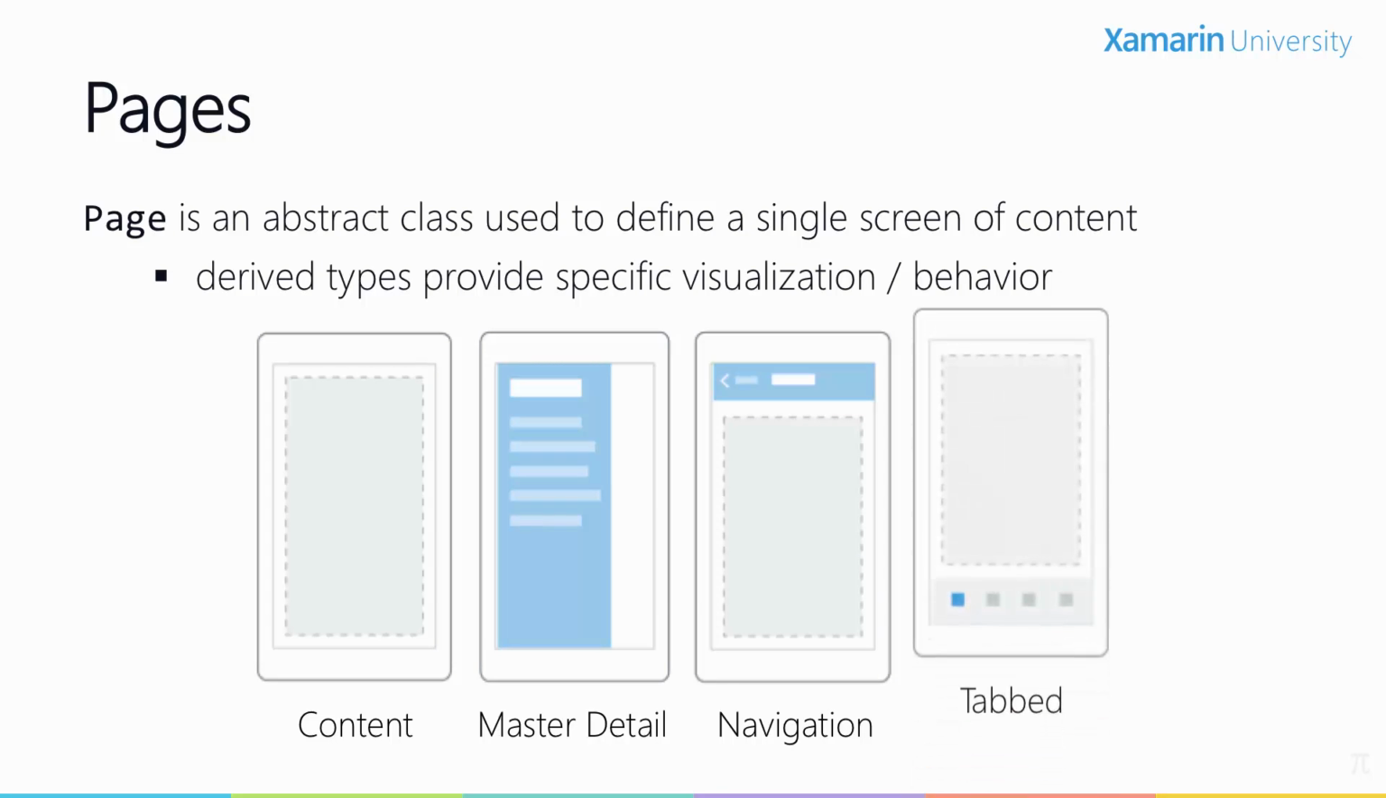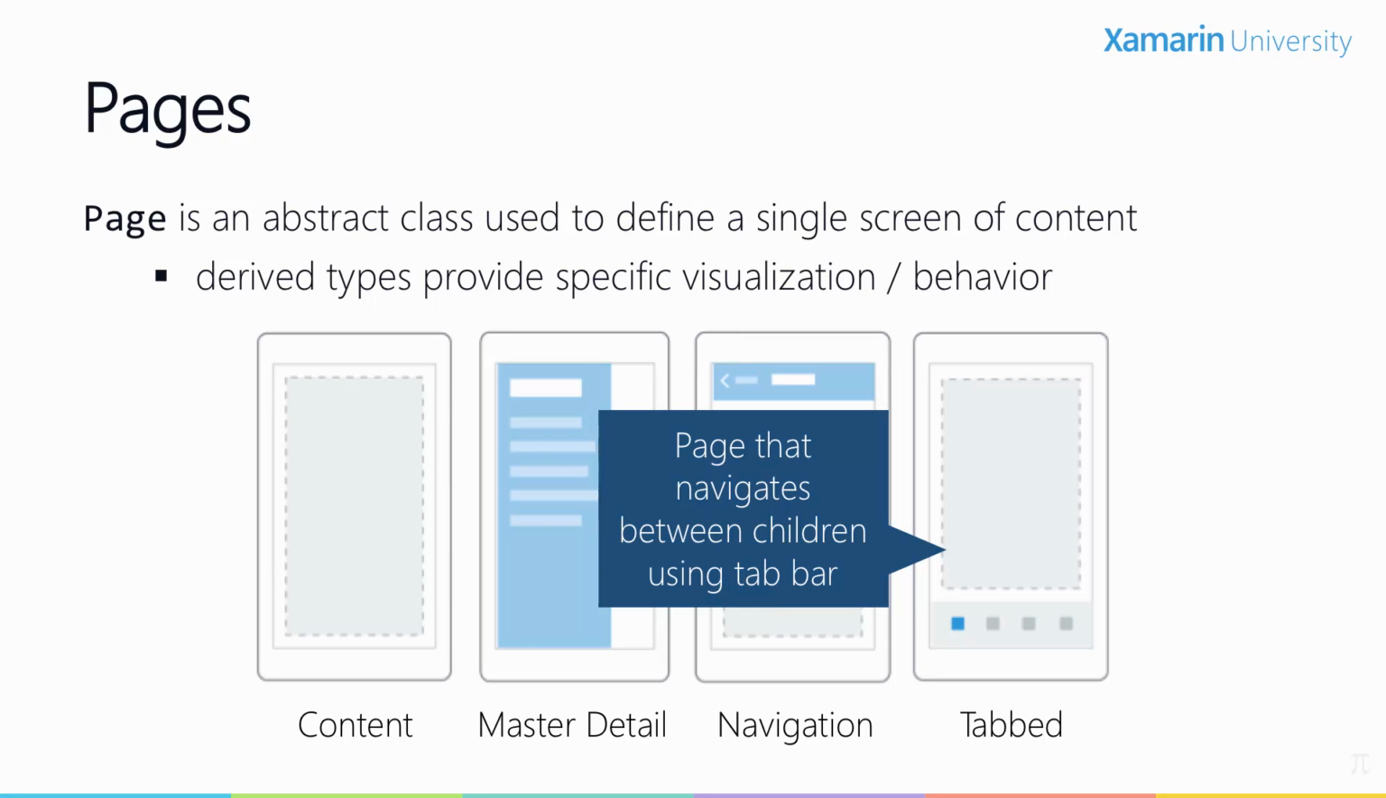Now the last one I want to bring up is the tabbed page. It also has a collection of children, which are again pages, and it manages them in a tab interface. So on iOS, we're going to see the icons with the descriptions at the bottom of the screen. On Android, they will show up at the top. We can swipe between pages. And again, this just works. You only create the pages, you assign them to the children collection, and you're set.